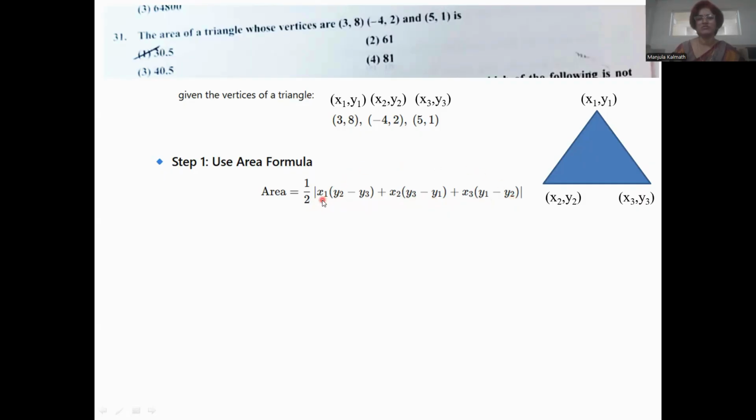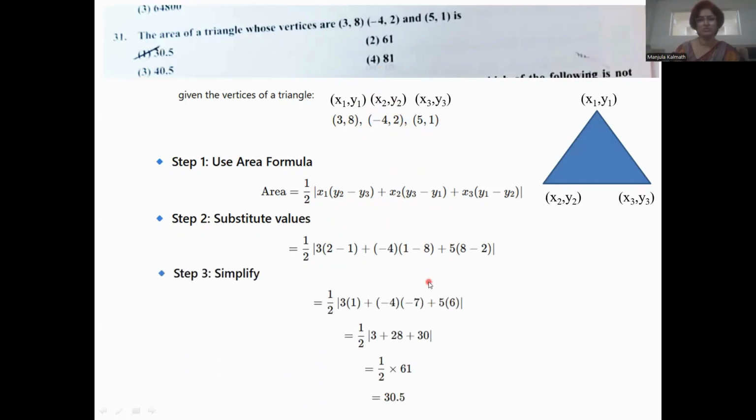It is very simple. We have x1, x2, x3, and x1 is taken with y2 and y3, then the rest follow in the clockwise direction: y3 minus y1 and y1 minus y2. So this is the formula, and we just have to substitute the values. 3 into (2 minus 1), that is x1 is 3, and y2 minus y3 is 2 minus 1. Like this, we substitute the values and simplify it. We'll get the output 30.5. So the first option is the correct option for this question.